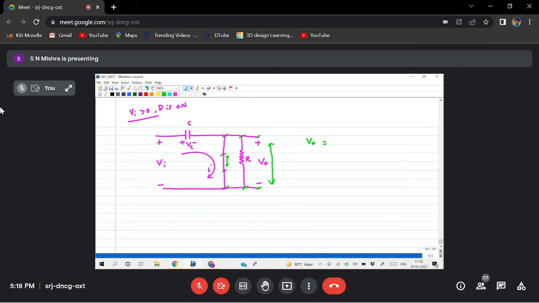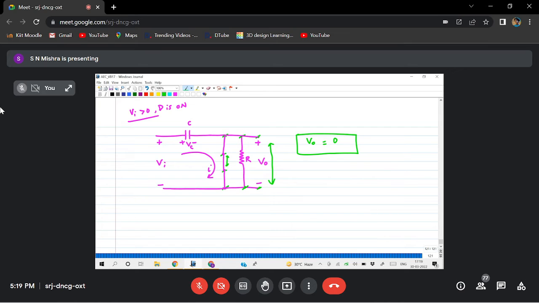Understood? So V naught is zero. That means whatever voltage you are applying, all the voltage will be captured by this capacitor. When we give voltage or current, the capacitor will charge. How much will it charge? It will fully charge. So whatever VI I am giving, that is consumed by VC.